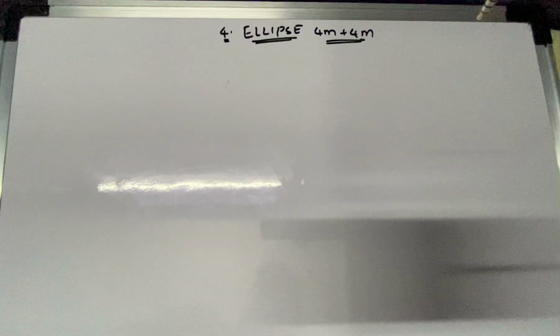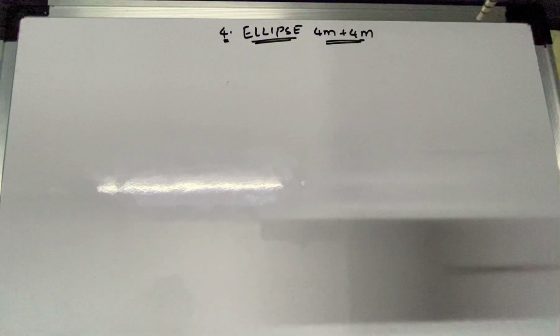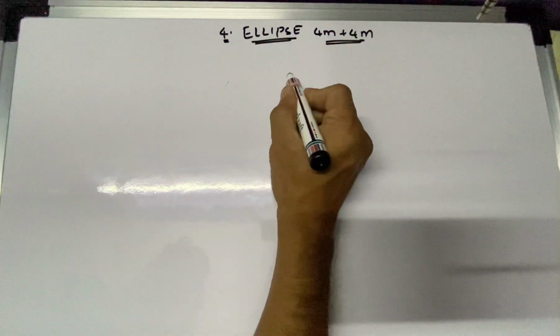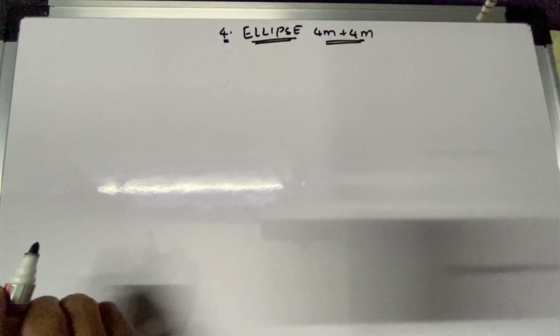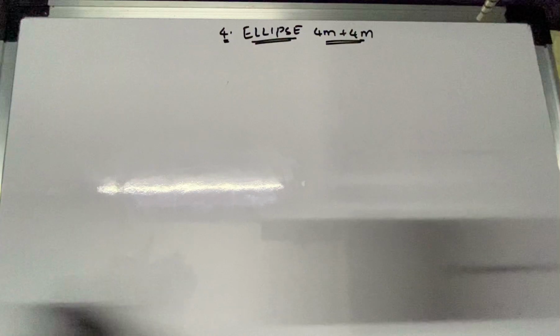Unit, ellipse. In this unit, you'll get two 4 marks questions. In the previous unit, parabola, you'll be having one 2 marks and one 7 mark question. Here you'll be having two 4 marks questions. For this, first of all, you should know what an ellipse is. Ellipse means a conic section in which eccentricity is less than 1.